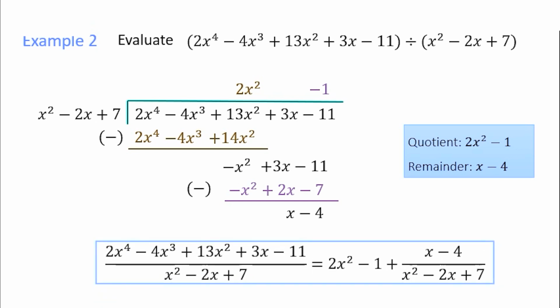Now let's see what is my final answer. If I want to write up this dividing operation as a fraction, I can do that, that's fine. Then this is equal to, here is my quotient, 2x squared minus 1, plus, here is my remainder, but then I have to keep repeating this division, so divided by my original divisor, x squared minus 2x plus 7. So this is a way I can write up my solution.